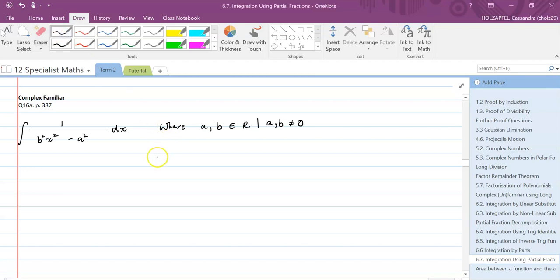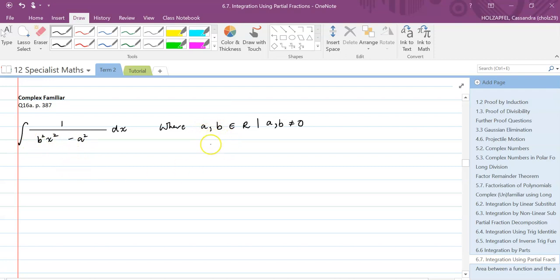Hi guys, welcome back. So today we're going to be looking at a complex familiar example from your textbook on how to integrate using partial fractions. And I've chosen this one as my most complex example because it's completely algebraic. There's very few numbers involved here.